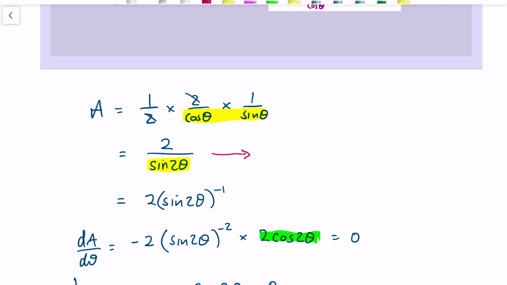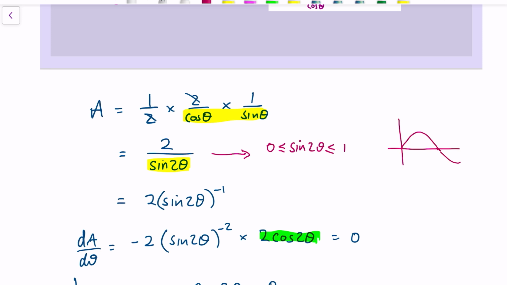Right. Sine of 2 theta is bounded between 0 and 1. The sine graph is always between 0. No, it's not. It's between -1 and 1. But because the area is positive, sine of 2 theta can't be a negative number for this problem. So we've got that inequality there.